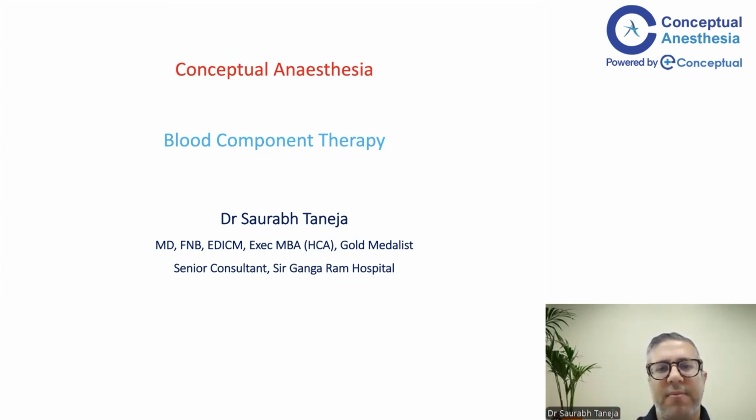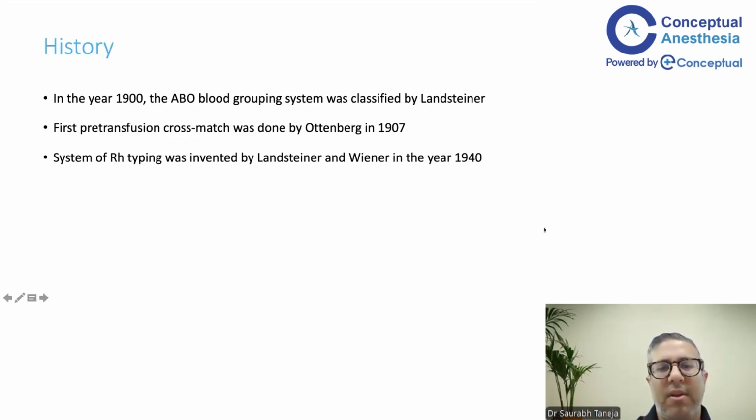So let us start. Remember, in 1900, the ABO blood grouping system was classified by Landsteiner, and the first pre-transfusion cross match was done in 1907 by Ottenberg, and the system of Rh typing was invented by Landsteiner and Weiner in the year 1940. So remember just the names Landsteiner and Ottenberg.